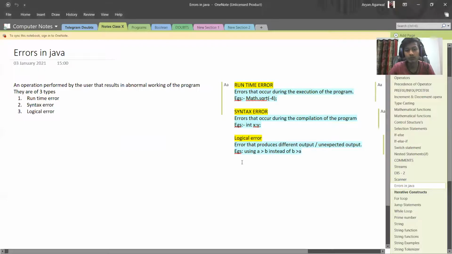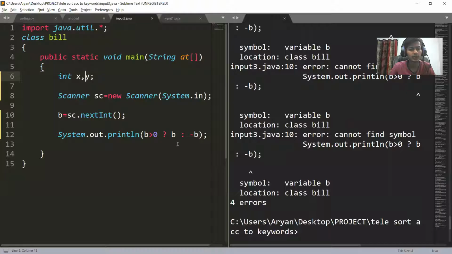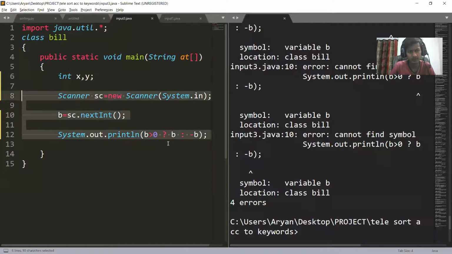The third type is the logical error. An error that produces a different output or unexpected output. What do I mean by different output or unexpected output? They mainly occur due to the user, because, like, you have to calculate the greatest out of two numbers. So instead of a greater than b, you do b.